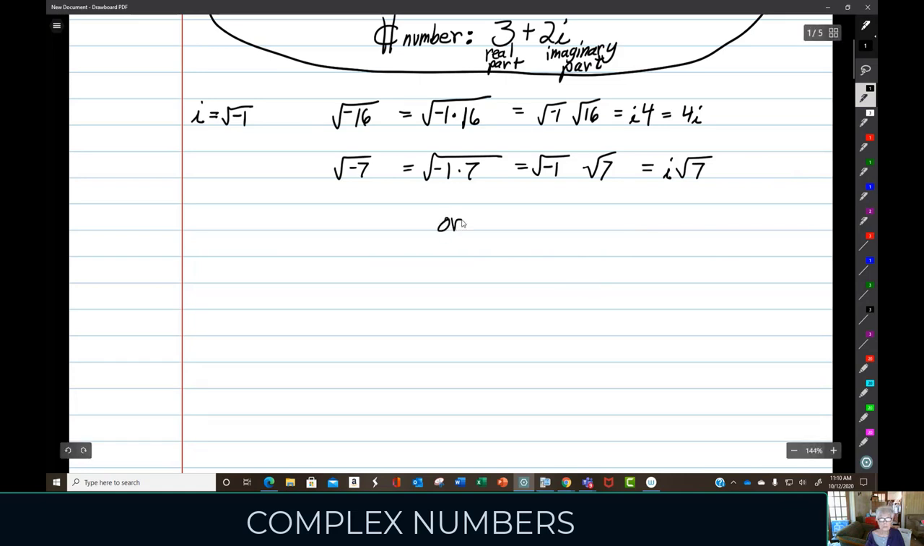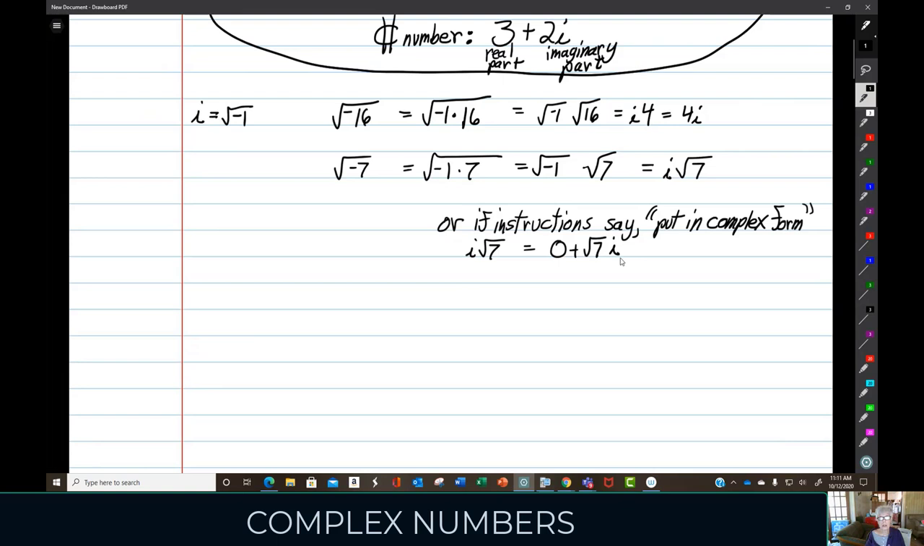Or, if the instructions say put in complex form, or state the answer in complex form, then you would write i times the square root of 7 as 0 plus the square root of 7 i. i is not under the radical. i is outside. So you have to be very, very careful.